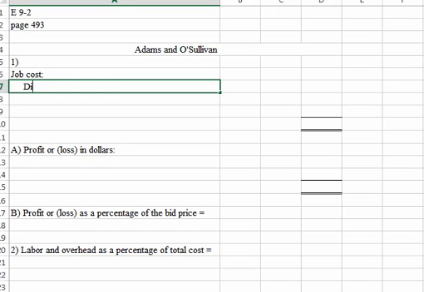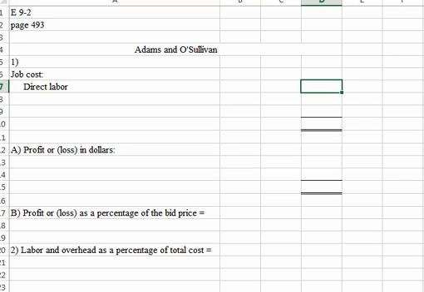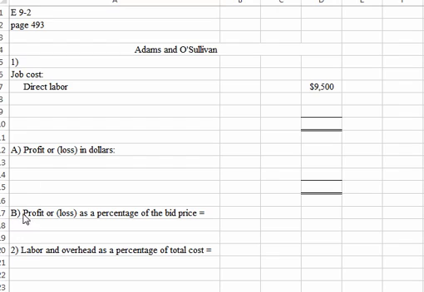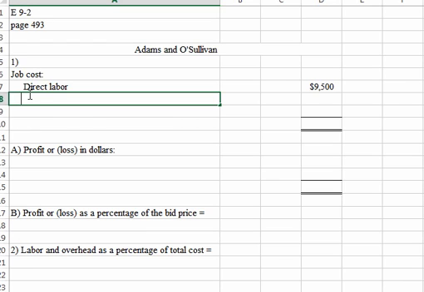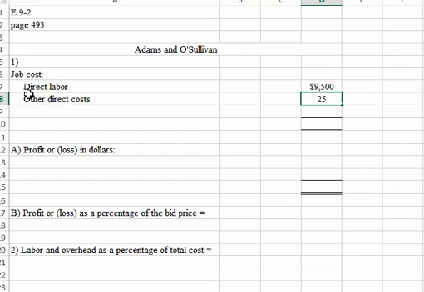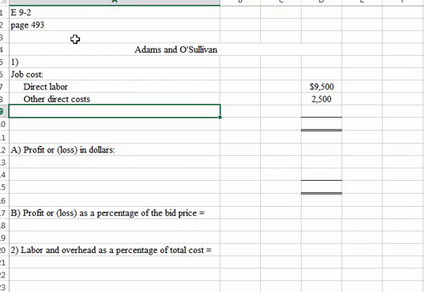We have direct labor, 9,500. They say other direct cost, 2,500. I would think of that as materials, direct material, but they just said other, so I'll go with that. Then they say overhead is charged to jobs at 150% of direct labor cost.